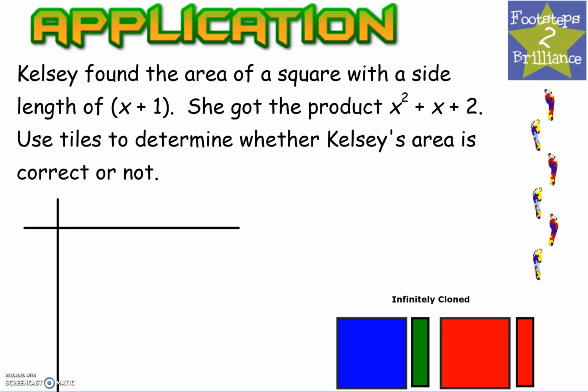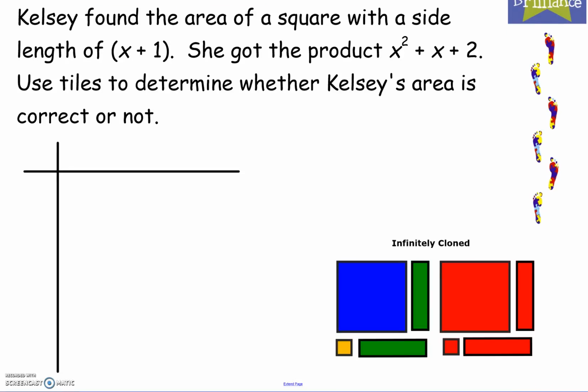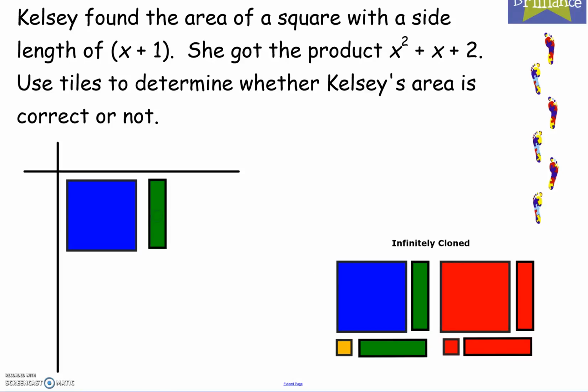Let's do another example. Kelsey found the area of a square with a side length of x plus 1. She got the product x squared plus x plus 2. Use tiles to determine whether Kelsey's area is correct or not. So, to do the work backwards with tiles, you're going to put the product inside the box. So you're going to have x squared plus x plus 2. And you know that this is going to be x plus 1 from the problem.